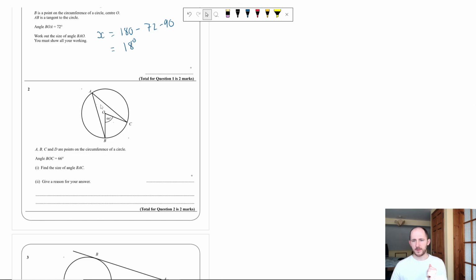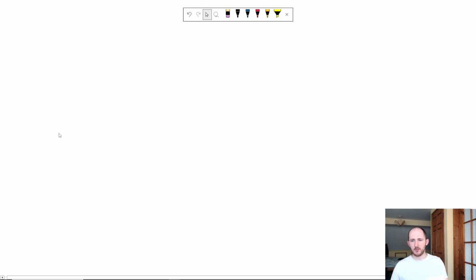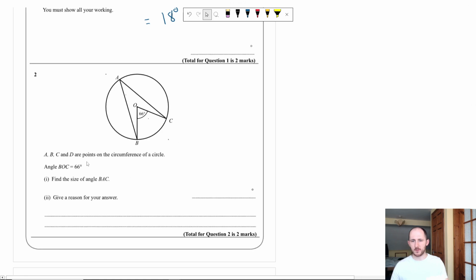Cool. With the next one, we're starting off with the easiest possible questions, the simplest ones, and we're going to move on to the harder ones as we go forward. So you can skip ahead if you'd like to go on to the higher grades. ABC are points on a circumference, find the size of angle BAC and then give a reason.